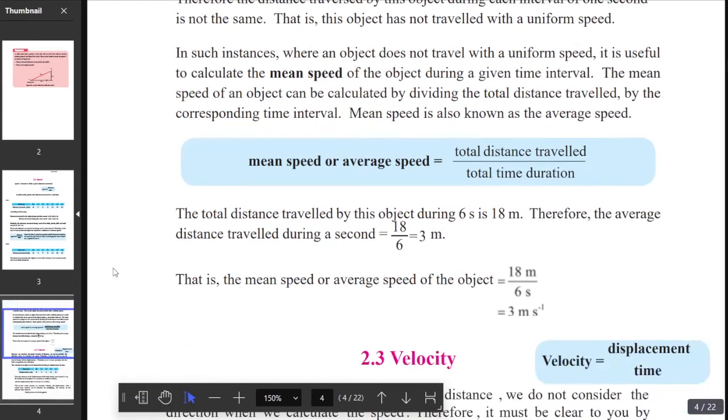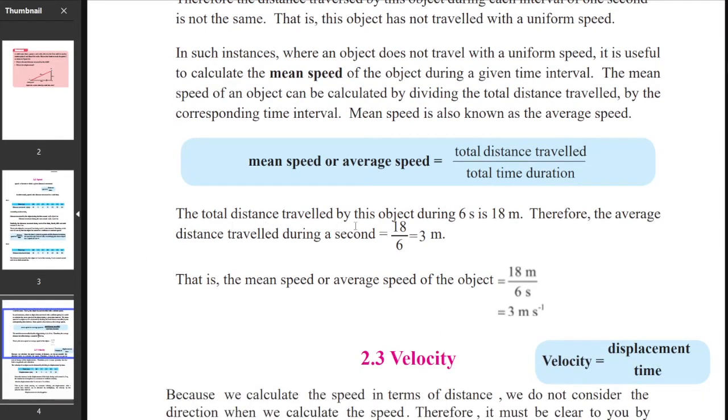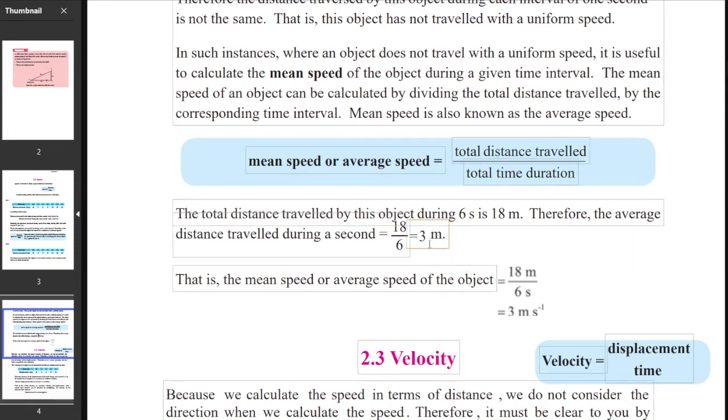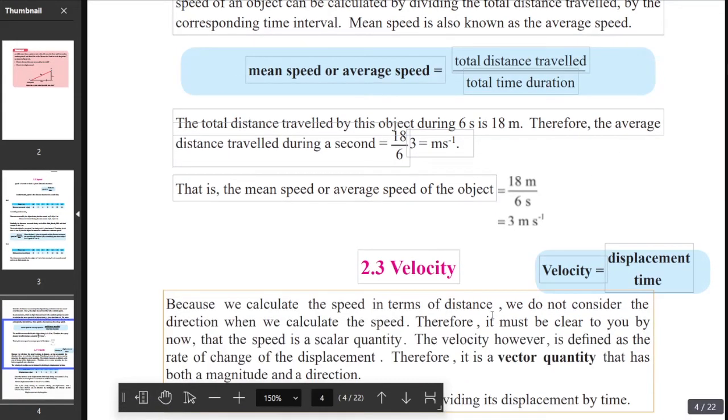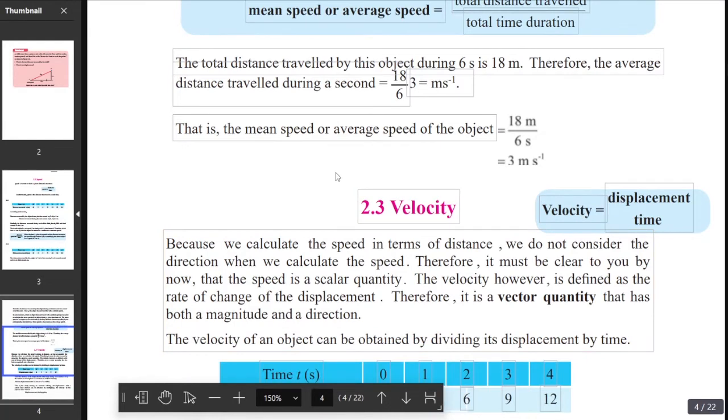This is the revision, that's why I move through this quickly. The total distance covered by this object during 6 seconds is 18 meters. Therefore, the average distance covered during a second is 18 meters by 6 seconds, which is 3 meters. Understand? Yes, good. Now children, that is the mean speed or average speed of the object. We got it?